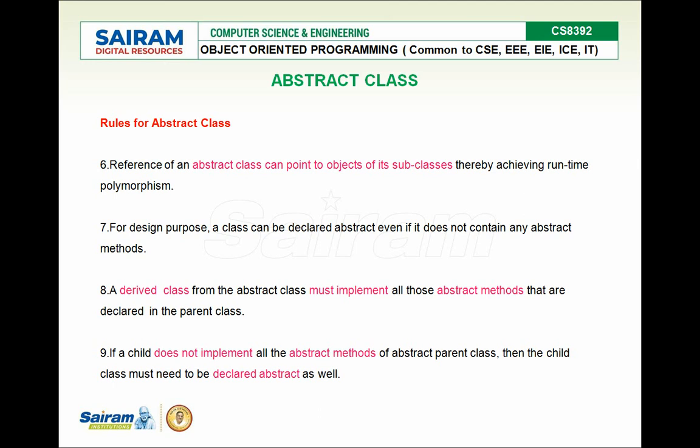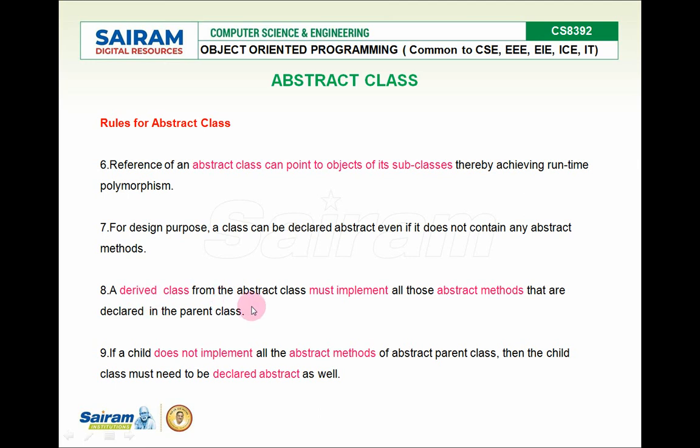For a design purpose, a class can be declared abstract even if it doesn't have any abstract method. That is the point. An abstract class may or may not have an abstract method. But if it has at least one abstract method, it must be an abstract class, right?